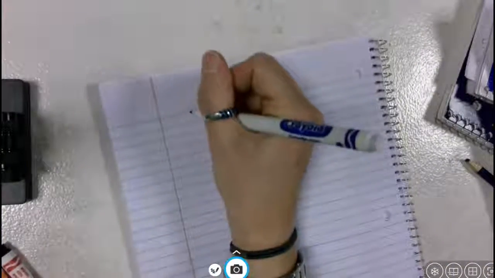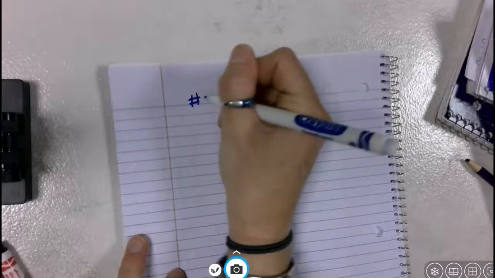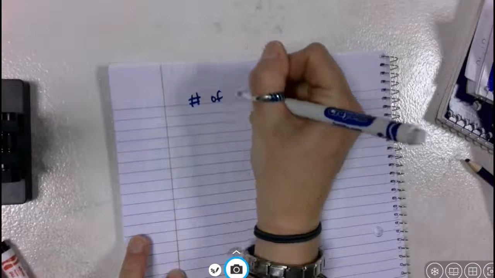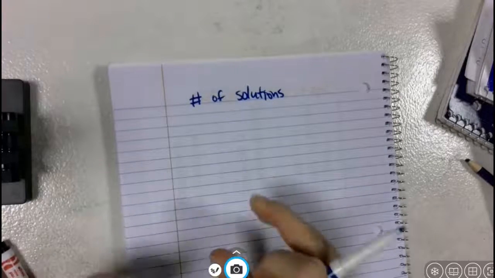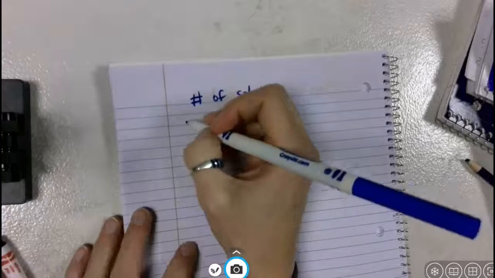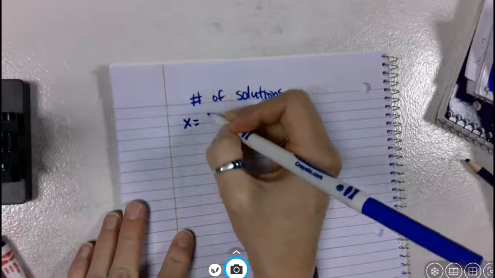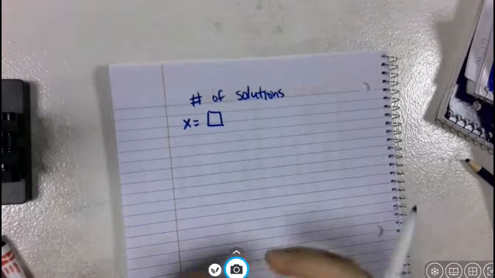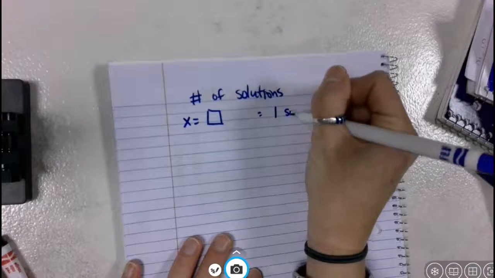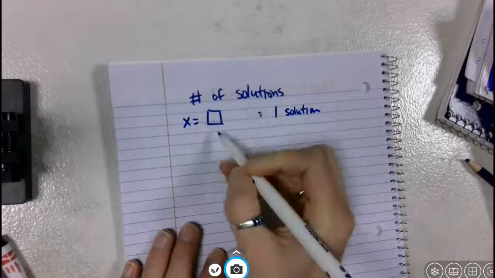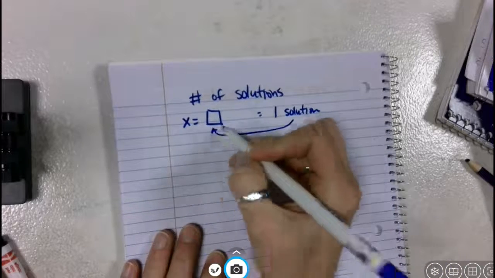So the next thing I really want to touch briefly on is the number of solutions. Right? Because there are certain cases where we have special solutions. So number of solutions. So when you're solving these equations, sometimes you'll end up with x equals some value. Okay? So when you end up with that, and x equals a value, that means there's one solution. And this value is the solution.